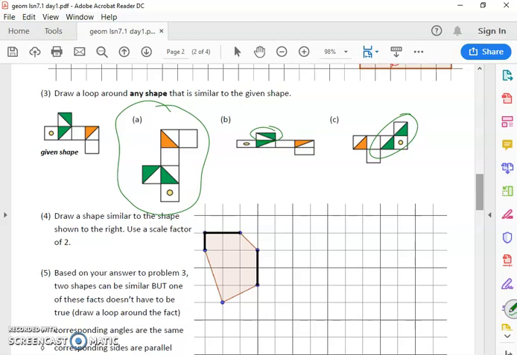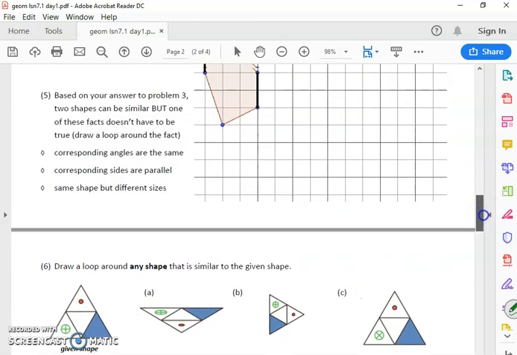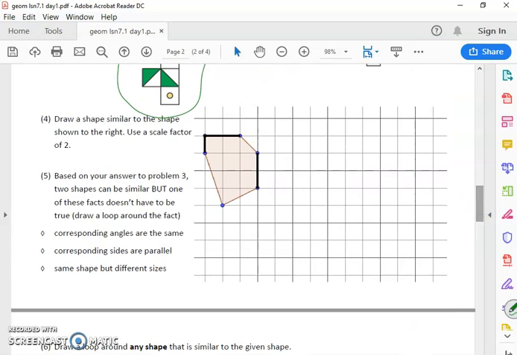So problem 4 says draw a shape similar to the one shown to the right using scale factor 2. Based on your answer to problem 3, two shapes can be similar, but one of these facts doesn't have to be true. Draw a loop around the fact that's not true.